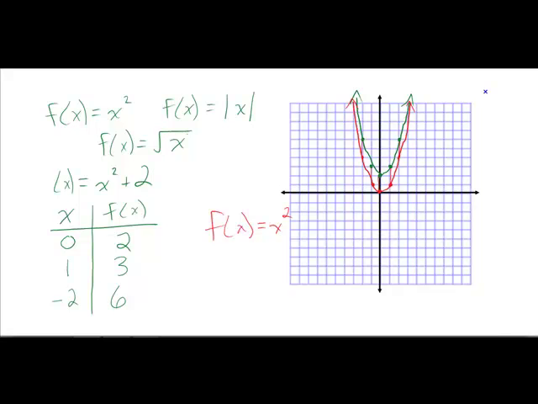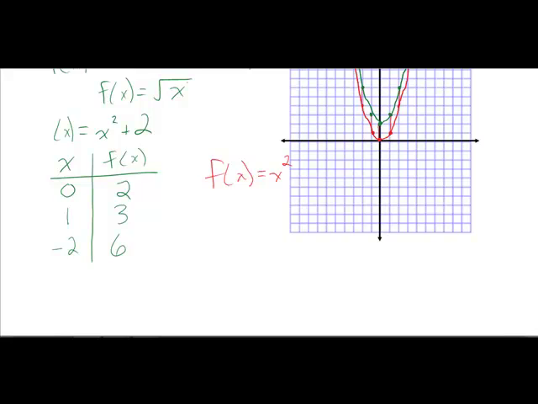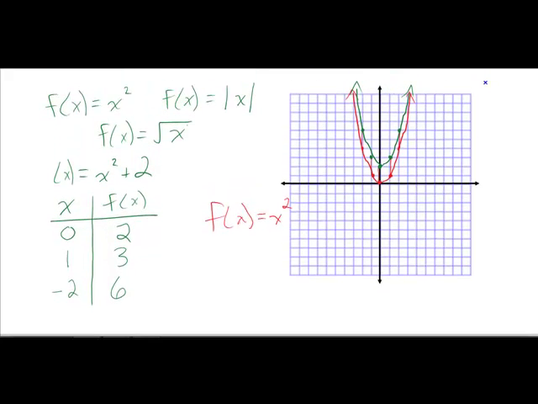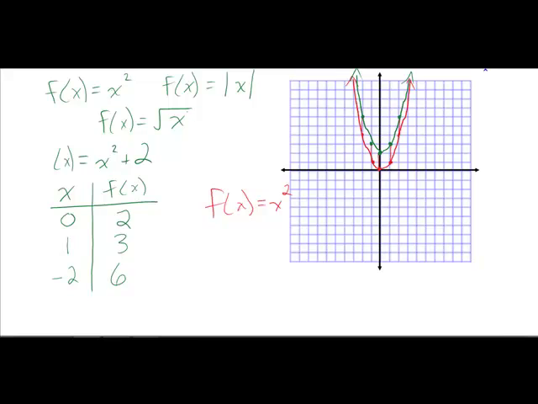And the rule is, wait for it. If you are adding or subtracting a number on the end, and this is true with the absolute value function or the square root function also. So if you take any of these functions, let me give you another example. If I have g of x equals, let's say, the absolute value of x minus 4.